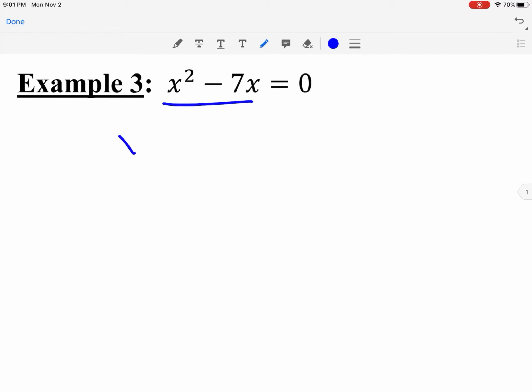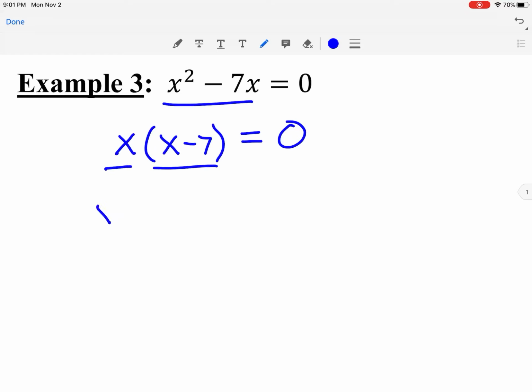This time we have a GCF of x, so we can take out an x. We get x minus 7 once we divide both of those by x. Remember, you can always check factoring. If I multiplied this back together, I would get what I started with. But again, it's the same thing. I have this times this equals 0.